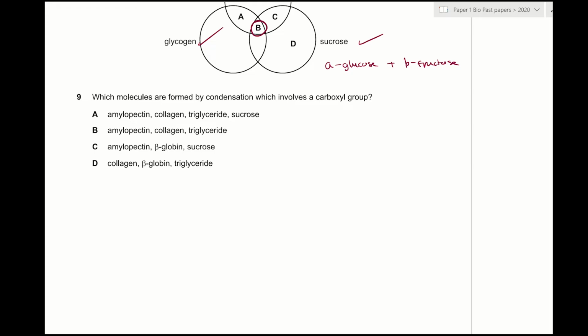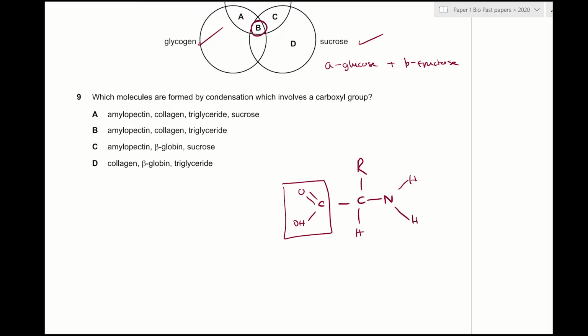9. Which molecules are formed by condensation which involves a carboxyl group? So, first of all, we must identify what type of molecules might contain a carboxyl group. Now, here we have proteins. If we draw the structure of an amino acid, it would look something like this, with a carboxylic acid group on this side and with an amine group on the opposite side, and an R group or a side chain and a hydrogen atom. Now, as you can see here, the amino acid must always contain a carboxyl group. Therefore, all proteins must also have carboxyl groups.